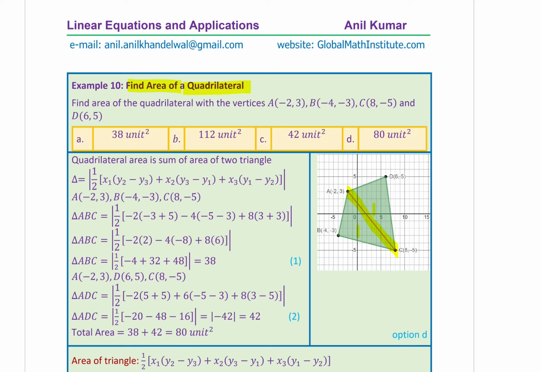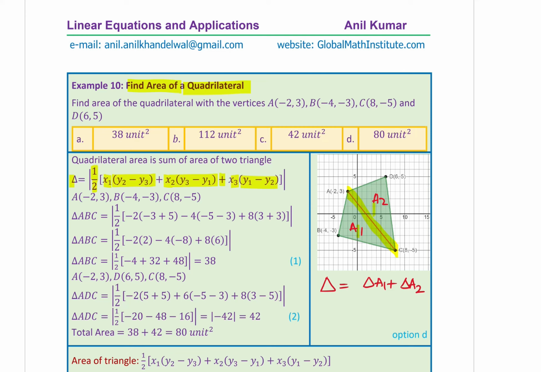As you can see in the solution, we are saying that, let us say this is triangle 1 and this is triangle 2. So we'll have area of the triangle A1 plus area of the triangle A2, right? So that will give us the area of the quadrilateral. We applied the given formula, which is half of x1 times y2 minus y3, plus x2 times y3 minus y1, plus x3 times y1 minus y2.